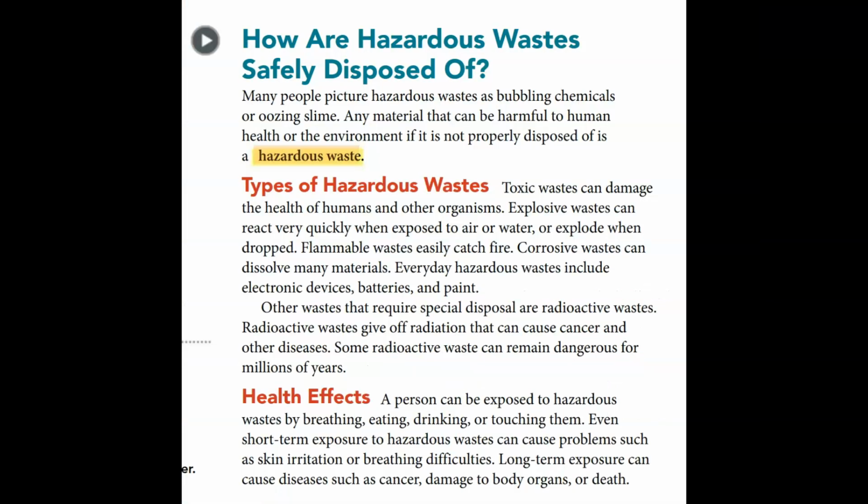And our final question is, how are hazardous wastes safely disposed of? Many people picture hazardous waste as bubbling chemicals or oozing slime. But any material that can be harmful to human health or the environment if it is not properly disposed of is a hazardous waste. Toxic wastes can damage the health of humans and other organisms.